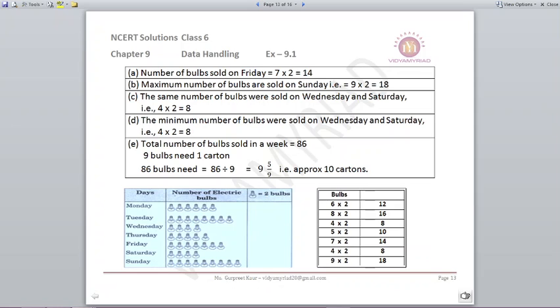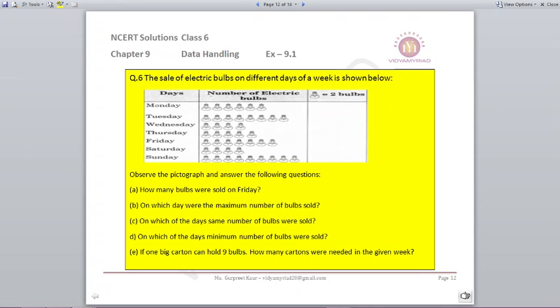For Monday, if you see, there are 6 full bulbs. So 6 multiplied by 2, 12. On Tuesday you have 8. 8 multiplied by 2, 16. Wednesday 4 into 2, 8. Thursday 5 into 2, 10. Friday 7 into 2, 14. Saturday 4 into 2, 8. And Sunday 9 into 2, 18. So we have drawn the number of bulbs. Based on this, we will answer the questions.